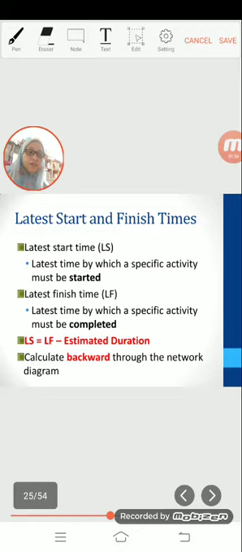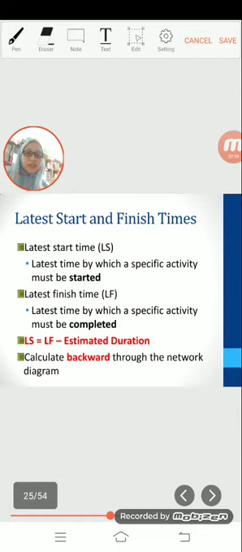finish time. Then we have latest finish time, which is LF, the latest time by which a specific activity must be completed in order for the entire project to be finished by its required completion time. It is calculated on the basis of the project required completion time and the estimated duration for succeeding activities.